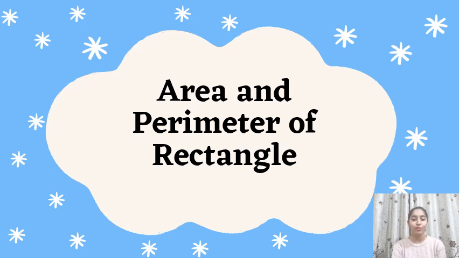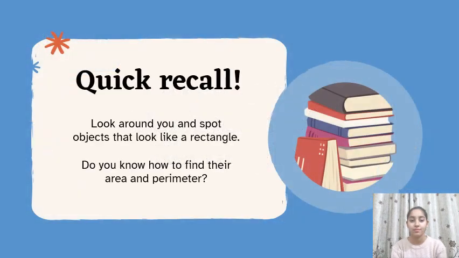Hello everyone, today we will study about area and perimeter of rectangle. Look around you and spot the objects that look like a rectangle. Some common examples include books, mobile phones, the TV screens, doors, windows, the tables, the mirrors, the picture frames, and the notebooks. Do you know how to find their area and perimeter? Don't worry, I will tell you about that.